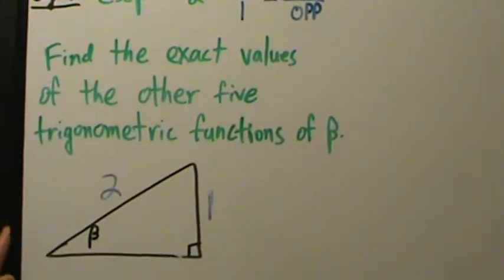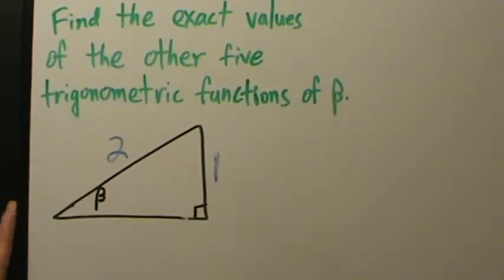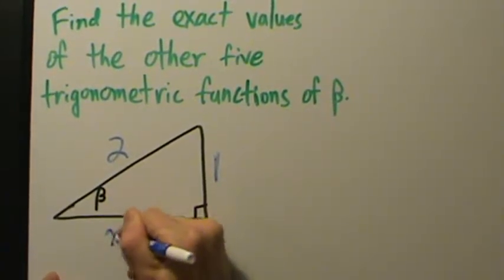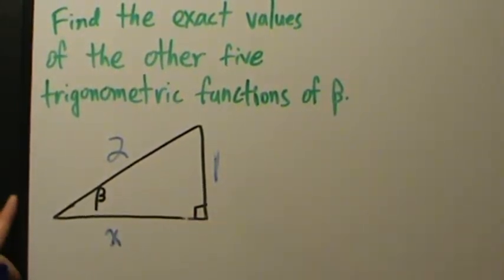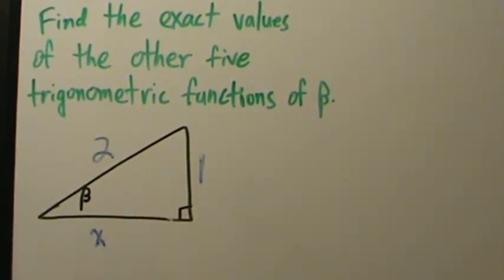All right, now it's pretty much just like examples 1 and 2, right? So what we should do now is say, all right, I don't know what this side is, so I'm going to have to call it x. Then we're going to go through some steps here to figure out what x is using the Pythagorean Theorem. Once we have x, we'll have all 3 sides of the triangle, and then we could find the other 5 trig functions of beta.